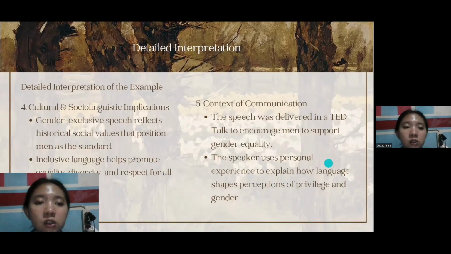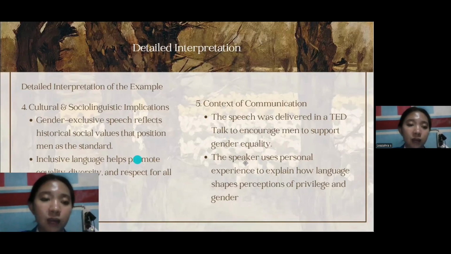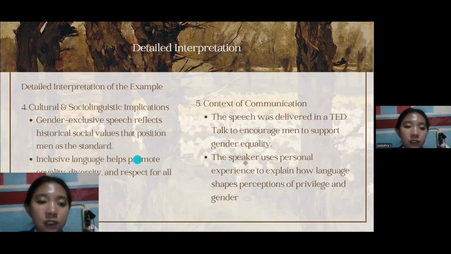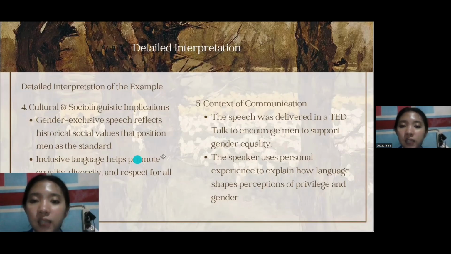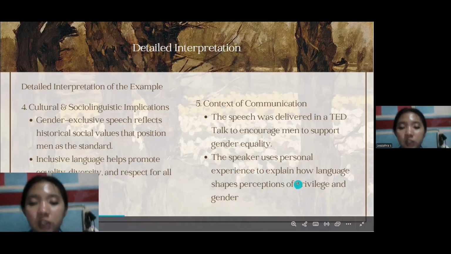For cultural sociolinguistic implication: 1. Gender-exclusive speech reflects historical social values that position men as the standard, and 2. Inclusive language helps promote equality, diversity, and respect for all genders. 5. Context of communication. 1. The speech was delivered in a TED Talk to encourage men to support gender equality. 2. The speaker used personal experience to explain how language shapes perception of privilege and gender.